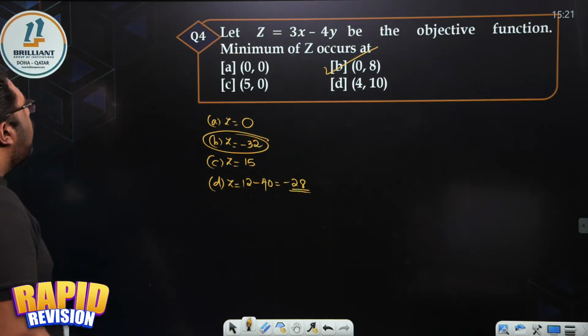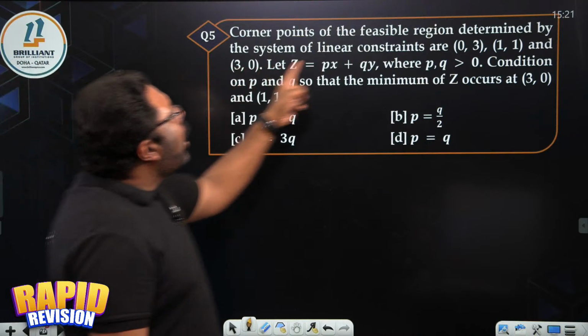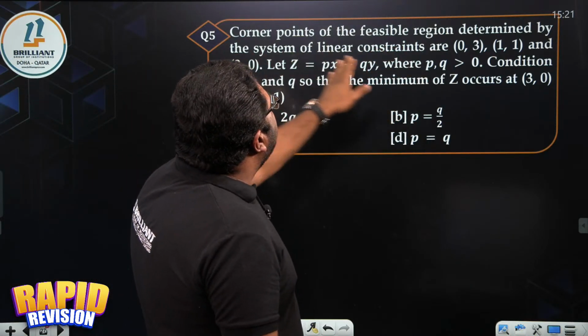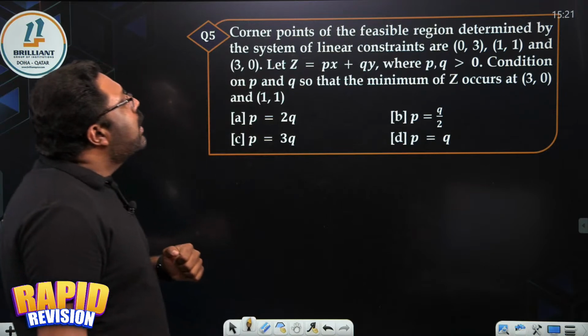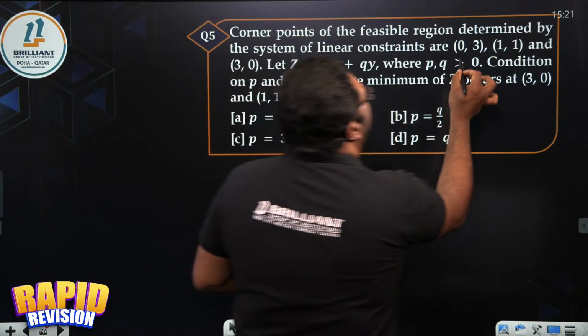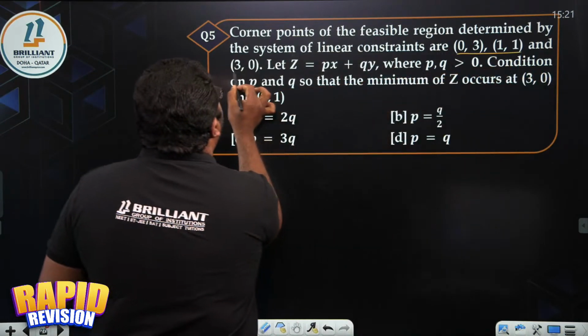Okay, fine. Now next question: the corner points of the feasible region determined by the system are (0, 3), (1, 1) and (3, 0).